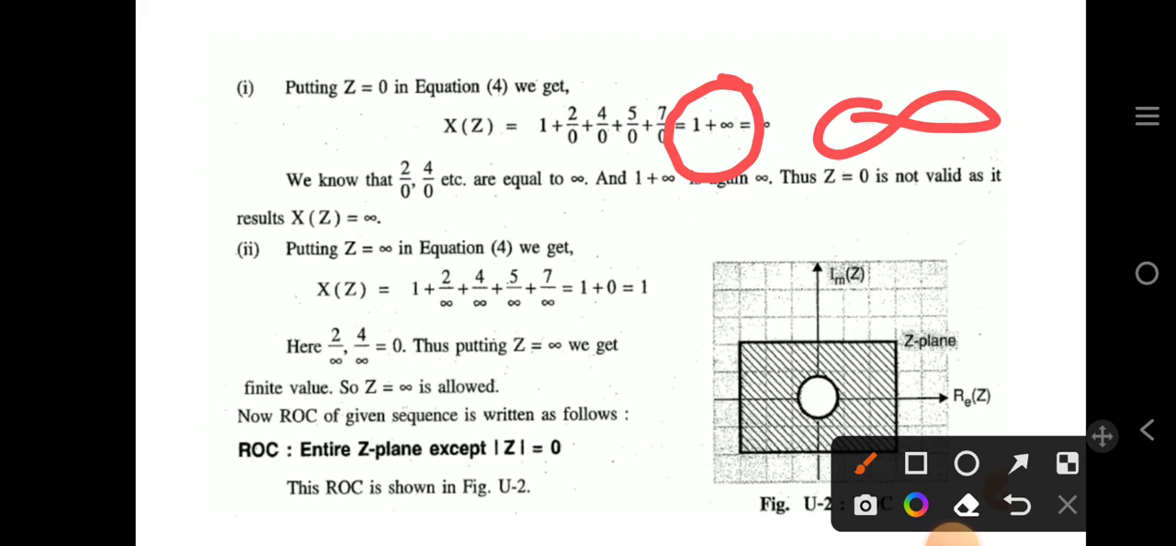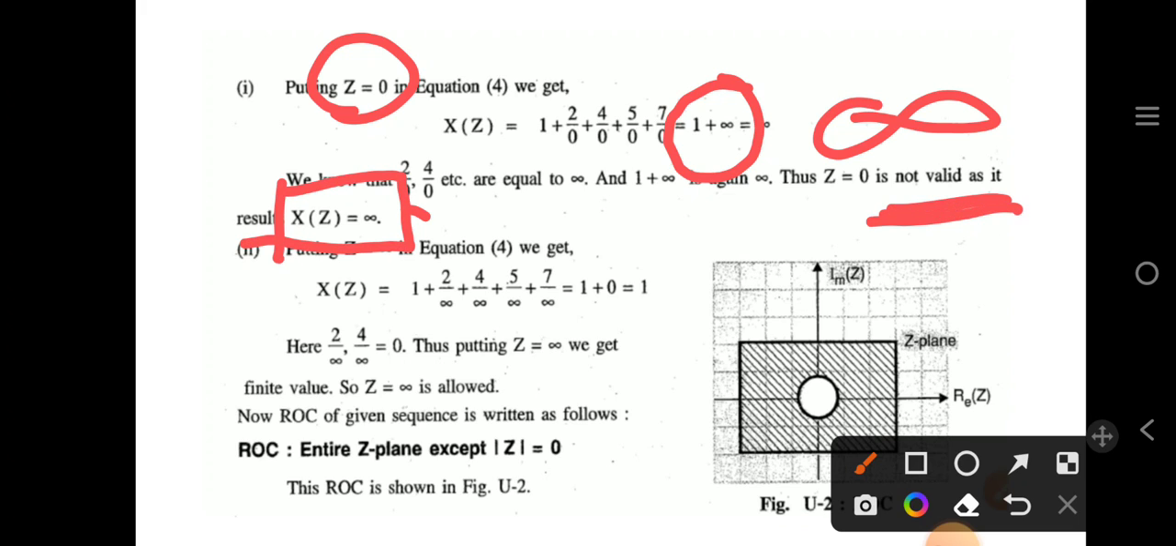Okay, so the same point is explained here. We know that 2 upon 0, 4 upon 0, etc. are equal to infinity, and 1 plus infinity is equal to infinity. So z equals 0 is not valid, as its result is X of z equals infinity. Finally, after putting the value of z equals 0, we got X of z equals infinity, which is again not valid. So this is the first step.